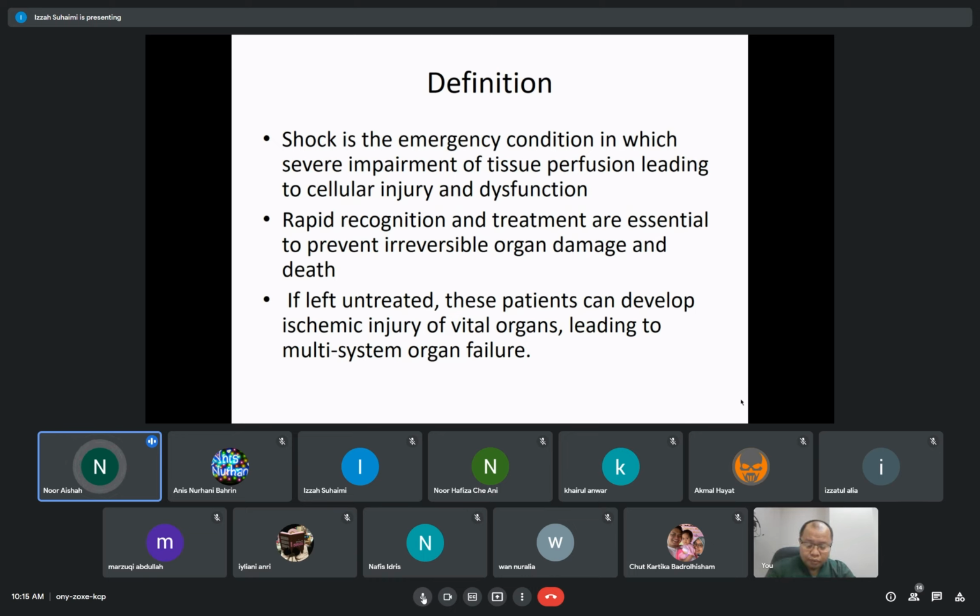Saya start balik by the definition of shock. Shock is the emergency condition in which there is severe impairment of tissue perfusion which leads to cellular injury and dysfunction. It needs early recognition and treatment to prevent irreversible organ damage and tissue death. And if left untreated, this patient can develop ischemic injury of vital organs leading to multi-organ failure.